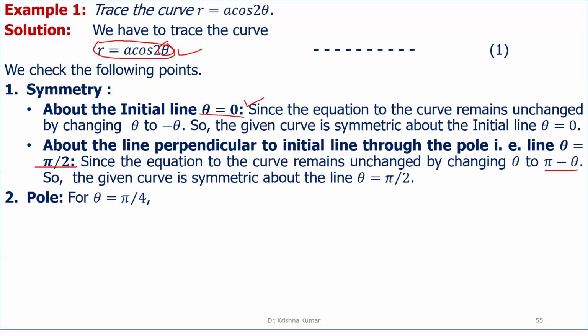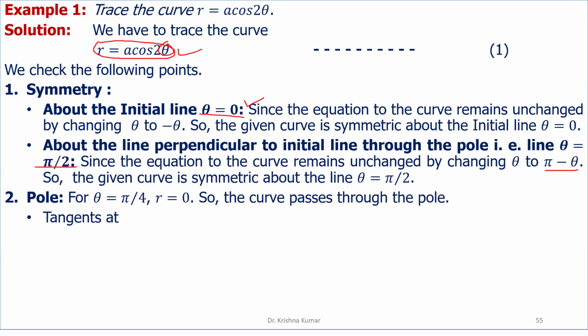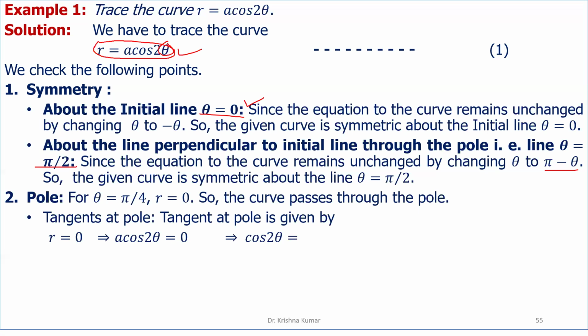Second thing, about the pole: for theta equal to pi by 4, r equal to 0. So the curve passes through the pole. What is the tangent at the pole? The tangent at the pole is given by r equal to 0, which implies a cos 2 theta equal to 0, which means cos 2 theta equal to 0, or 2 theta equal to pi by 2, 3 pi by 2, 5 pi by 2, 7 pi by 2, 9 pi by 2, and so on.